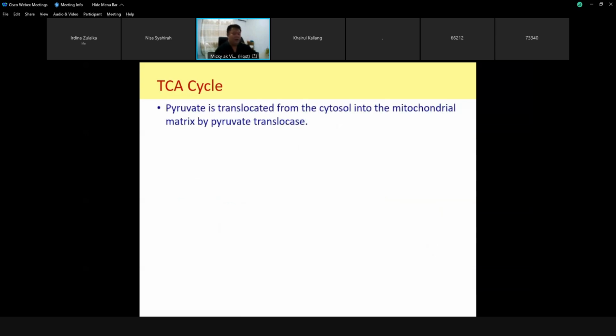Right, so remember in the first part of the class I told you that after you eat the 6 carbon sugar, it will be converted into pyruvate, splitting into 2 pyruvate. This happens in the cytoplasm. The pyruvate produced in the cytoplasm is then translocated from the cytosol into the mitochondrial matrix. It will use a gate known as pyruvate translocase.